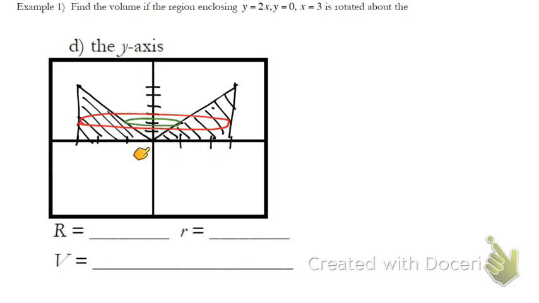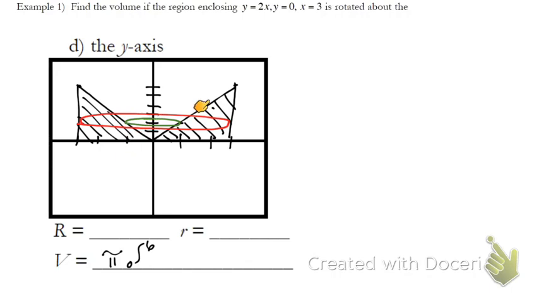So the most southern point in my volume, or the lowest point in my volume, is at 0, y equals 0. The highest point in my volume stops right up here at y equals 6. So my new limits of integration are going to be from 0 to 6, so that everything is in terms of y. So let me get started down here with my volume formula. It's going to be pi times the integral from 0 to 6.